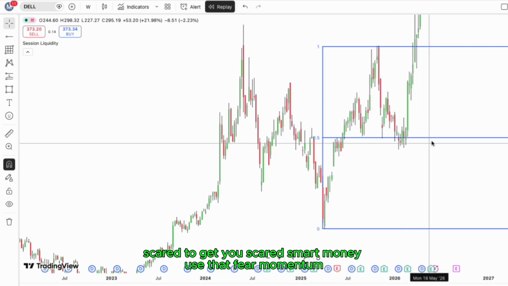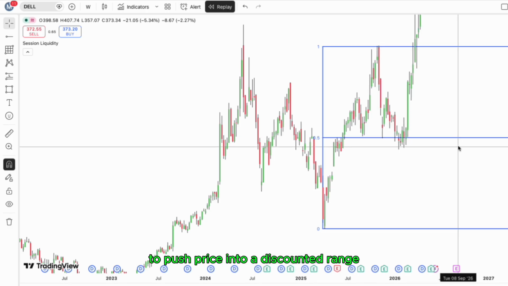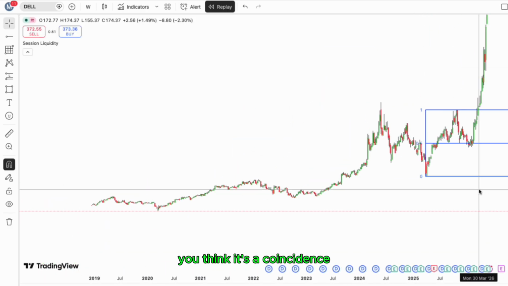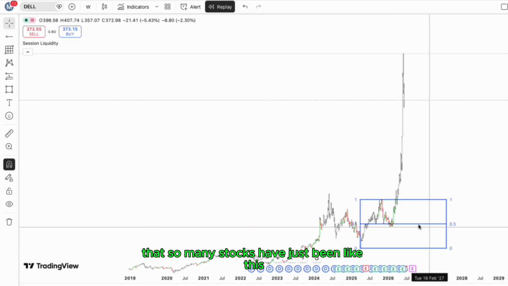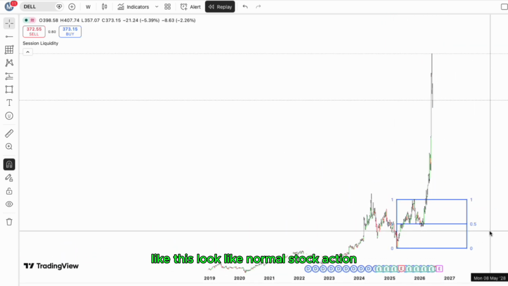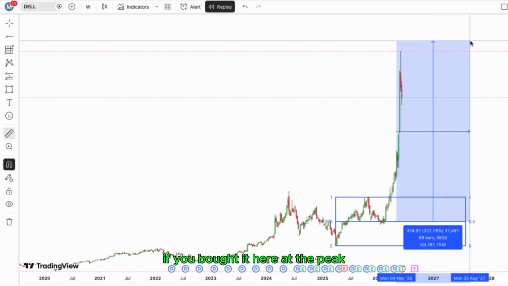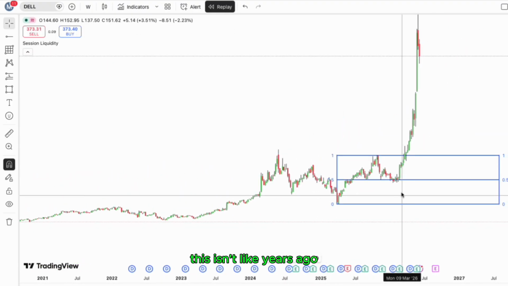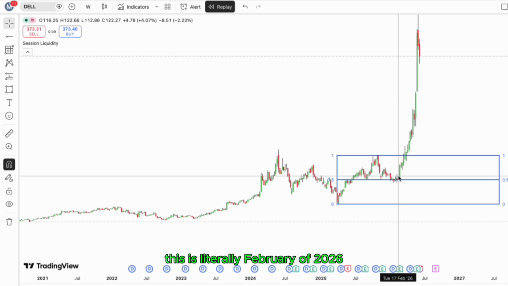Smart money used that fear and momentum to push price into a discounted range to then buy up their orders and then launch it. You think it's a coincidence that so many stocks have just boomed like this? Does this look like normal stock action? If you bought it here at the peak, you would have made 3 times your money, which is absolutely insane. This isn't like years ago. This is literally February of 2026.